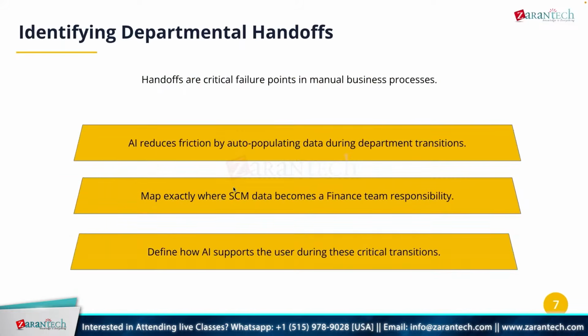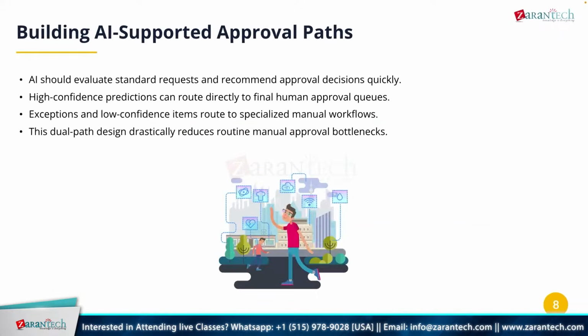These all come into the picture when you're talking about this. So, identifying the departmental handoffs. Handoffs are critical failure points in manual business processes, and this is where AI reduces friction by auto-populating your data during departmental transitions. Wherever required, it will map exactly where SCM data becomes a finance responsibility, because there the integration of SCM and finance will be mandatory in those scenarios. And then we have to define how AI supports the user during those critical transitions as well, so we can leverage that when going for departmental handoff identification.